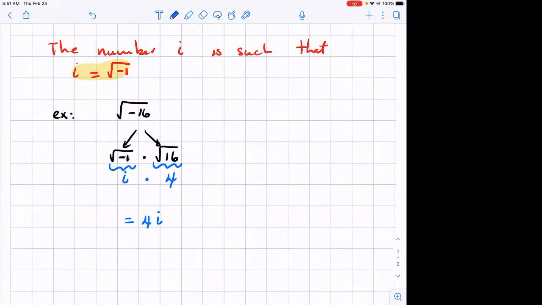Now, generally, I always recommend to show steps at first, but we tend to skip that sometimes. And I'll show you in my next example. We don't have to write it. We can just pull it out and write i.